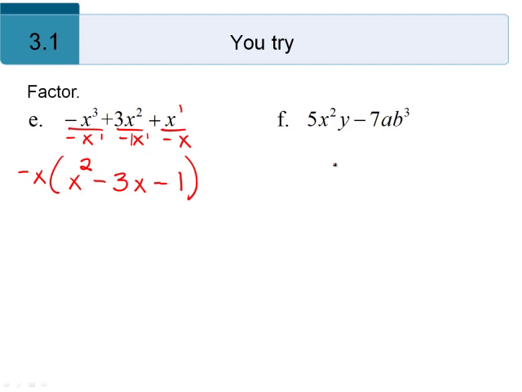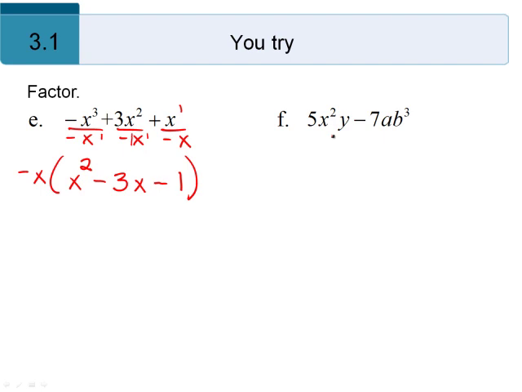Now, letter F. This one a lot of people get wrong. What you need to see, nothing goes into 5 and 7, so there's no common factor there except for 1. And if you divide by 1, it doesn't change anything. And you can't use any variables because the variables are all different in the two terms.